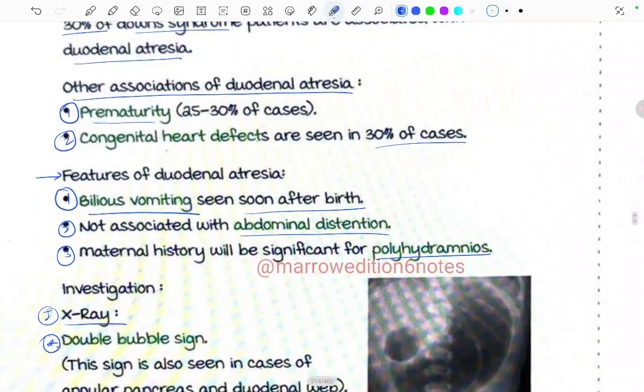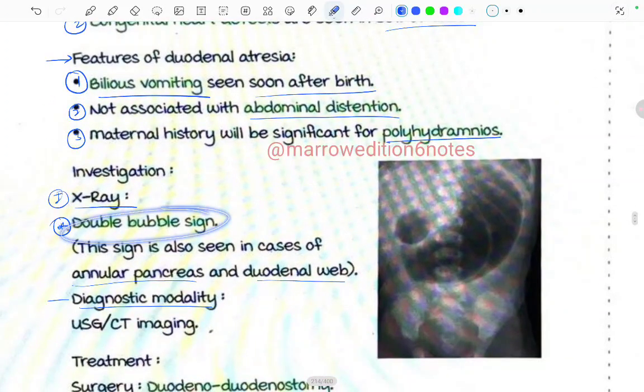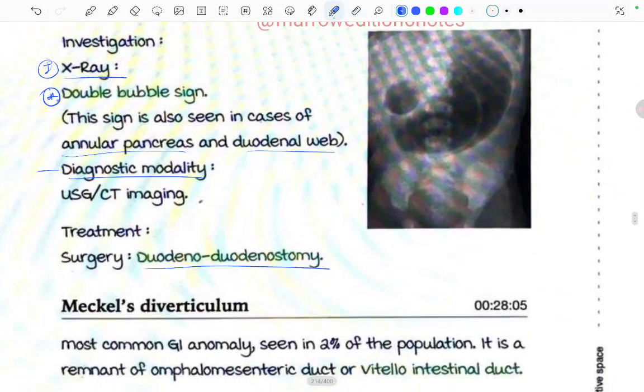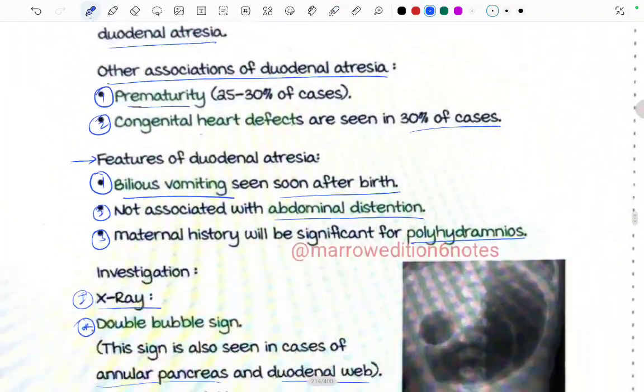Other associations of the duodenal atresia are prematurity, and congenital heart defects are seen in 30% of the cases. Features of the duodenal atresia are bilious vomiting seen soon after the birth, then abdominal distension and polyhydramnios. On X-ray, double bubble sign will be seen, and double bubble sign is also seen in the annular pancreas and the duodenal web. Surgery we saw.